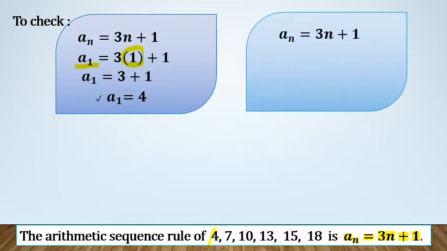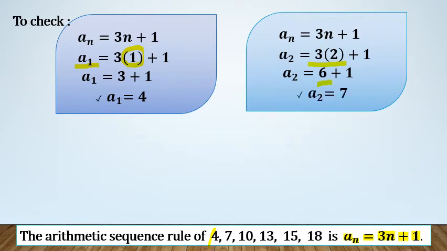Another. Hanapin natin ang second term. N will become 2. A sub 2 equals 3 times 2 plus 1. A sub 2 equals, unahin natin isolve. 3 times 2, we have 6. A sub 2 equals 6 plus 1, we have 7. The second term is 7.